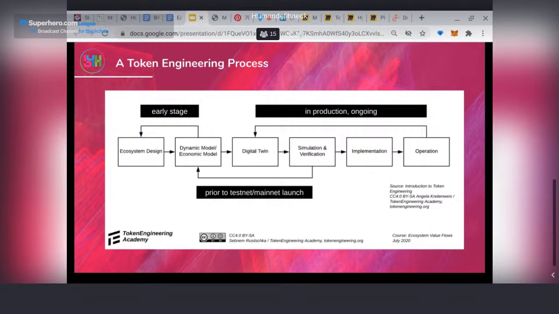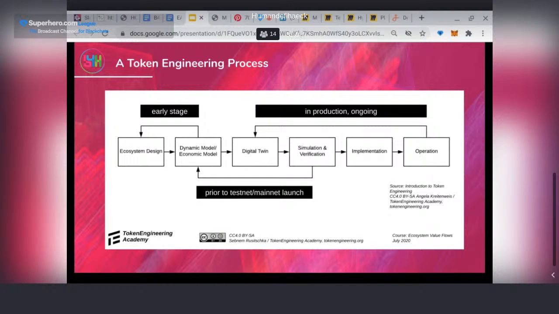This is a process proposed by the Token Engineering Academy for ecosystem design and delivery. Today I'm going to talk a little bit about this early stage, in which we're starting to design our ecosystem and its economic model, and how dynamic it will be. Then the recommendation from the Token Engineering Academy is to pass through different simulation and verification processes.